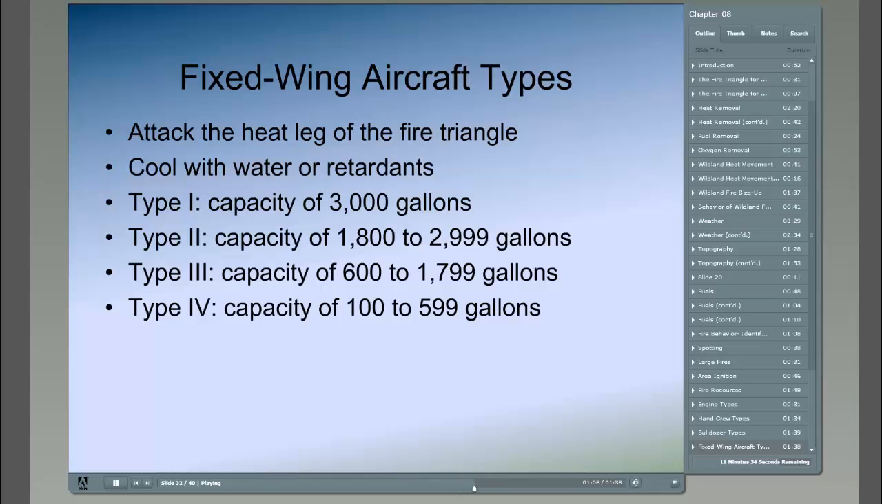There are 4 classification types of fixed-wing aircraft. A Type 1 is capable of carrying 3,000 plus gallons. A Type 2 is capable of carrying 1,800 to 2,999 gallons. A Type 3 is capable of carrying 600 to 1,799 gallons. And finally, Type 4 is capable of carrying 100 to 599 gallons.